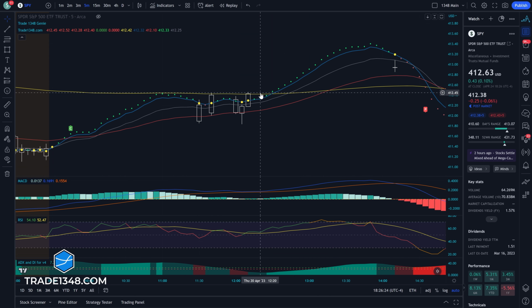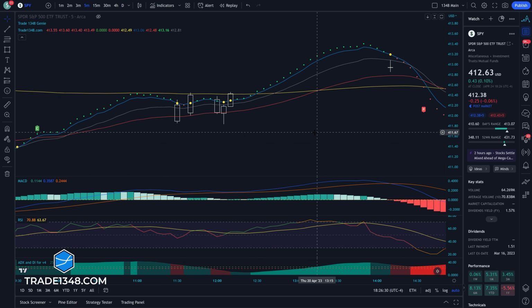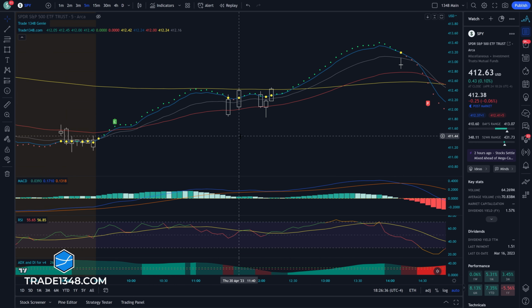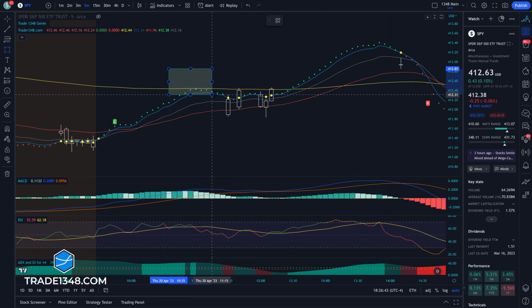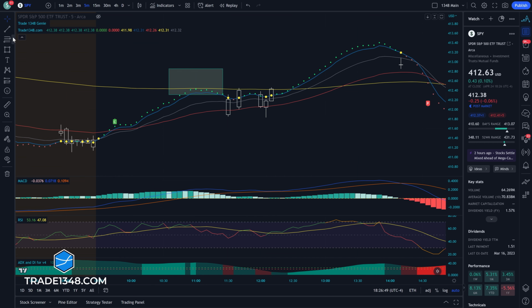We have to treat the 200 EMA with a great deal of respect. Now, we're going to get price shown in a second, but what would be the ideal exit here? Well, your ideal exit would have been here as we were hitting the 200, right? That would be your ideal exit.